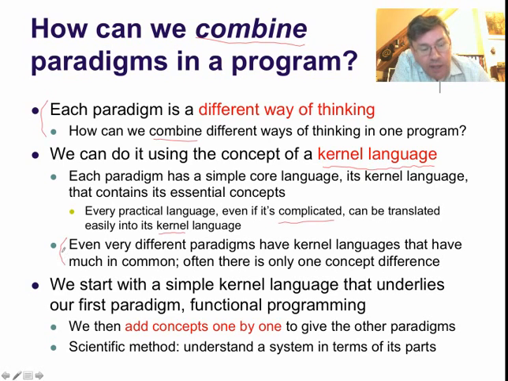And what's more, even very different paradigms have very similar kernel languages. The kernel languages have much in common. And very often, between even two very different paradigms, there's maybe only one concept difference. So in fact, there's so much in common between the two languages, the two paradigms, that they can in fact talk to each other. So in this course, we will start with a simple kernel language that underlies our first paradigm, which is called functional programming, and then we will add concepts one by one to give the other paradigms.